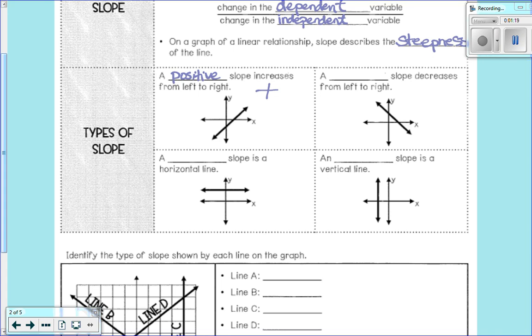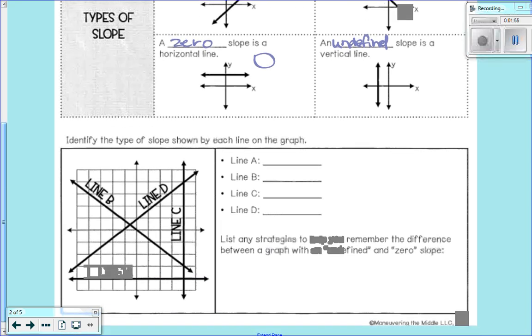Our next type of slope is a negative slope, which decreases from left to right. And then we have a zero slope. Zero slope is a horizontal line. So when the skier said zero fun, when you're skiing, it's horizontal, right? It's really no fun. So a zero slope. And then we have an undefined slope, and that is a vertical line.